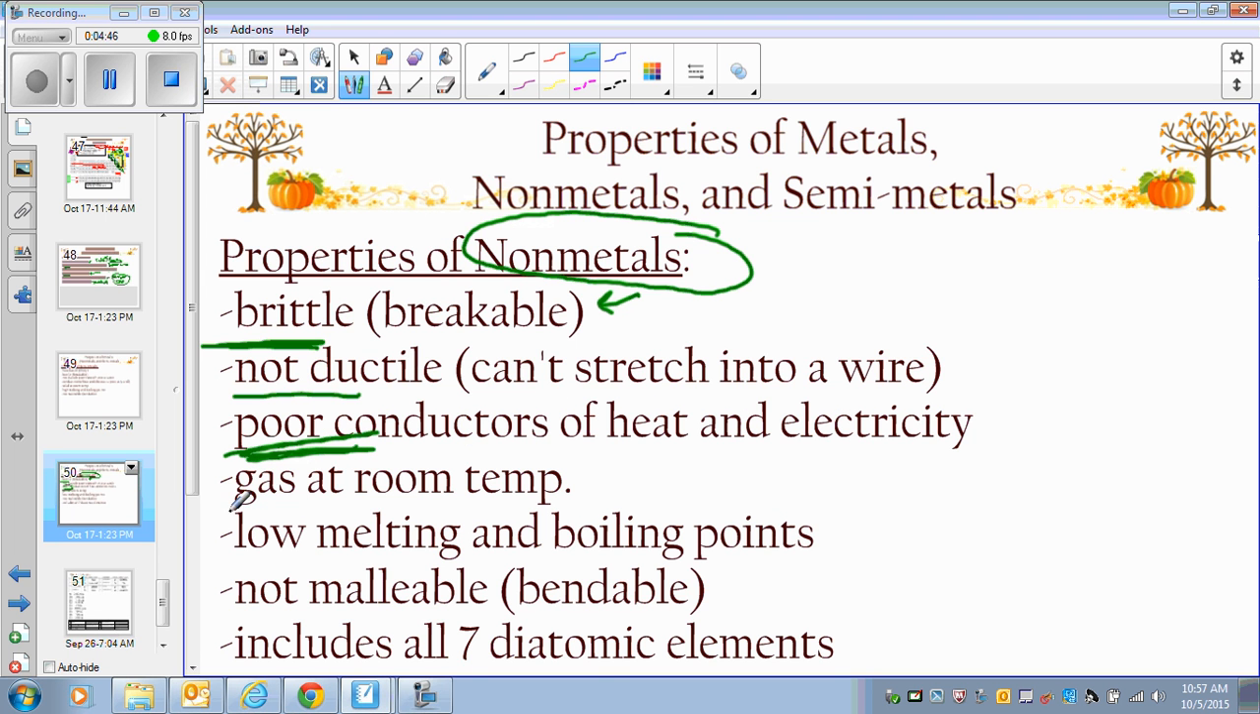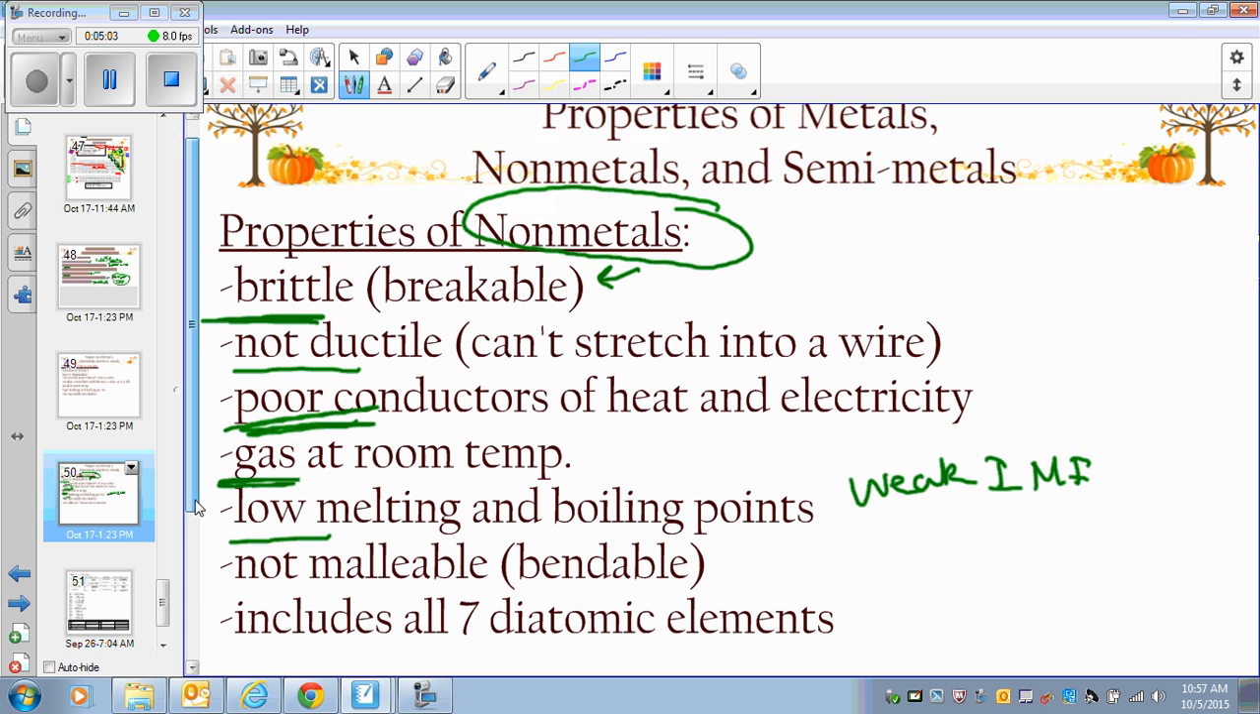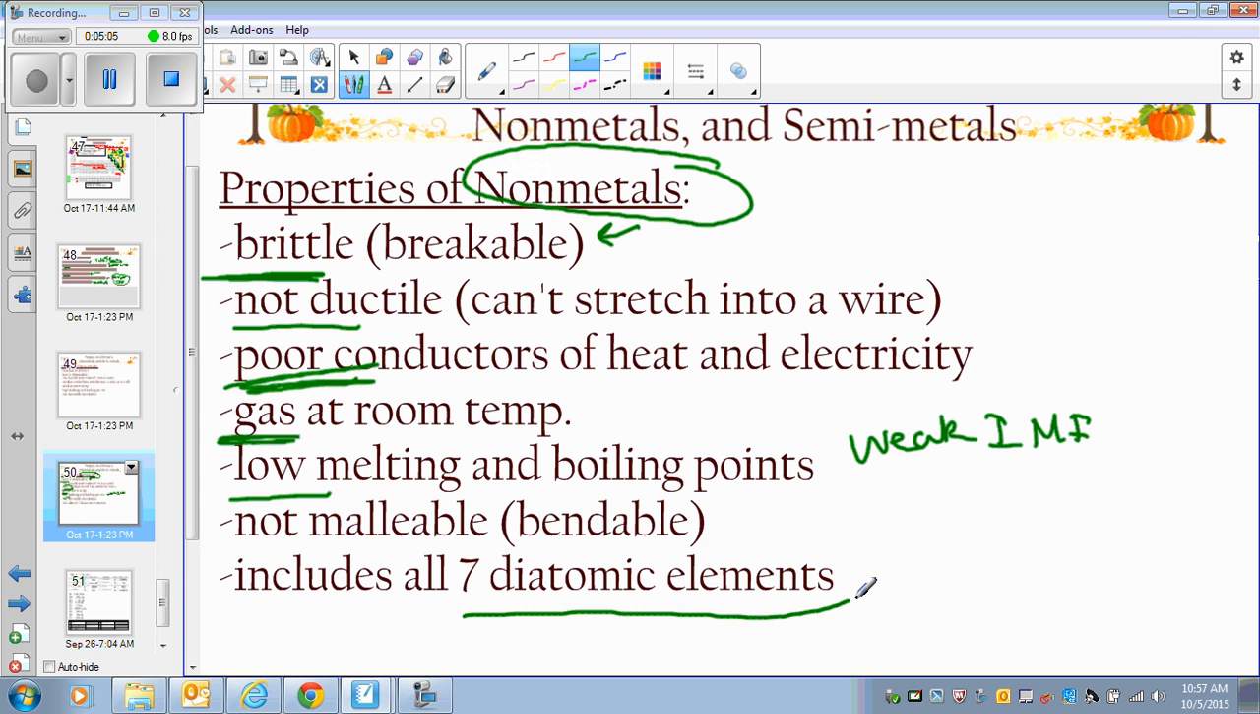Metals are solid, nonmetals are gases. Metals have high melting and boiling points. Nonmetals have low melting and boiling points. That means they have weak intermolecular forces. They are not malleable, and they have 7 diatomic elements. So all the 7 diatomic elements are nonmetals. So the properties of nonmetals are exactly opposite to the properties of metals.